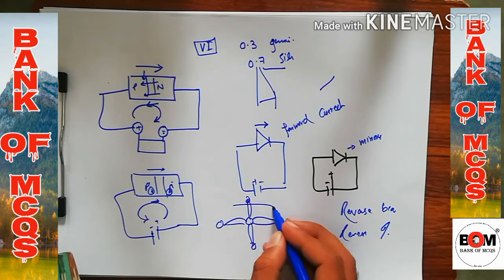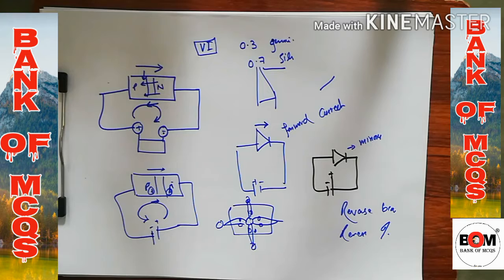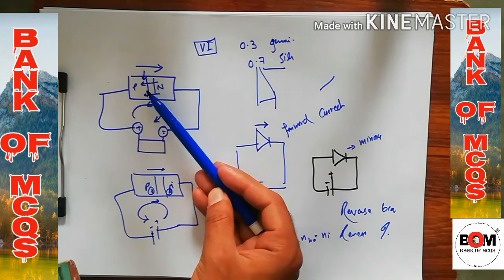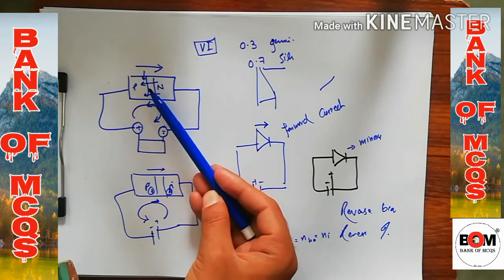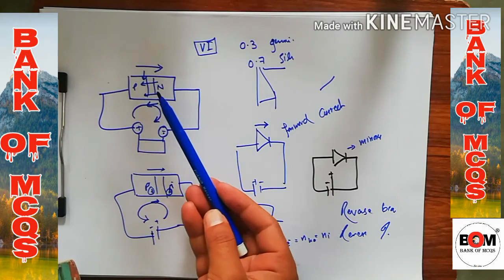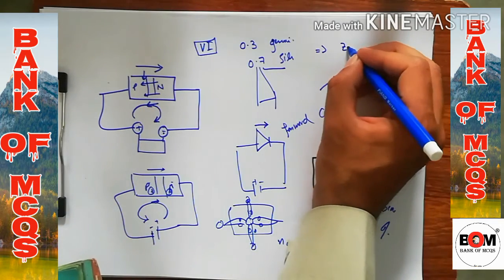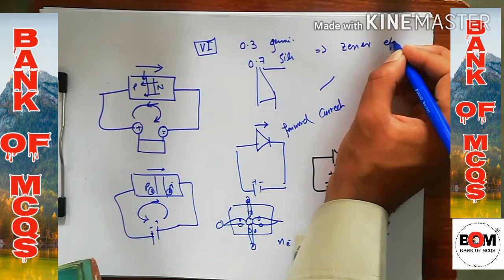So if this bond breaks, electrons and holes are created. The number of electrons is equal to the number of holes created. This is called Ni, the intrinsic density. So the number of electrons is equal to the number of holes. At a certain voltage, the covalent bonds break and electrons are produced. When electrons are produced, they start moving and a sudden increase in current will occur. This sudden increase is called the Zener effect.